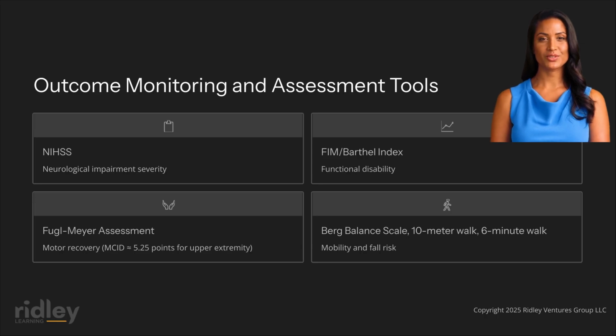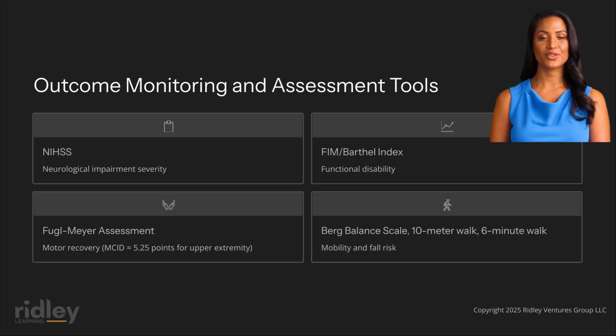The National Institutes of Health Stroke Scale provides a standardized measure of neurological impairment severity that facilitates communication across settings and time points, while functional measures such as the Functional Independence Measure and Barthel Index capture the disability level outcomes most relevant to rehabilitation planning and discharge disposition decisions.